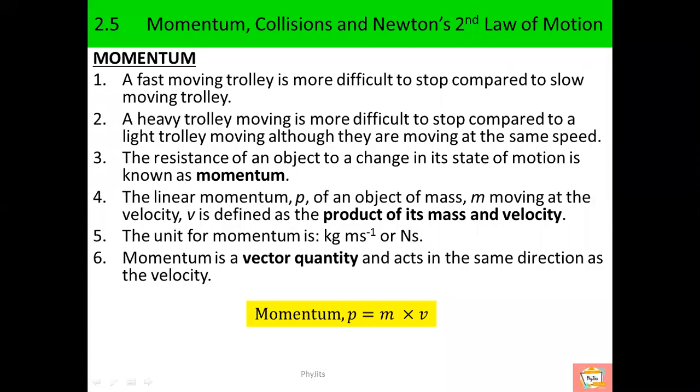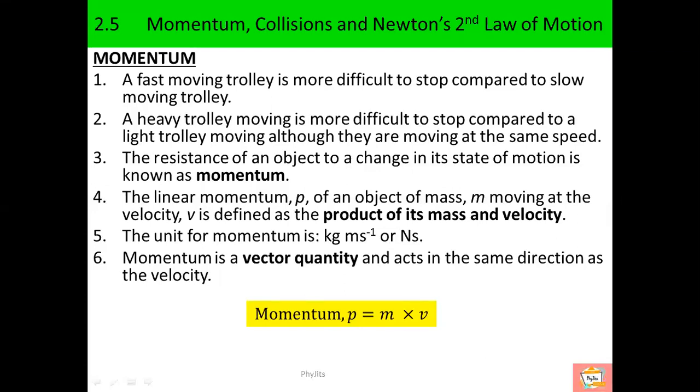Okay, so any moving objects, it has mass, we know for sure, and it is moving, so it will have speed also, it will have velocity also. So when the object is with a mass m, maybe 10 kilogram or 20 kilogram, and it is moving at a certain speed, maybe 2 or 3 meters per second, we say the object has momentum. Okay, momentum.